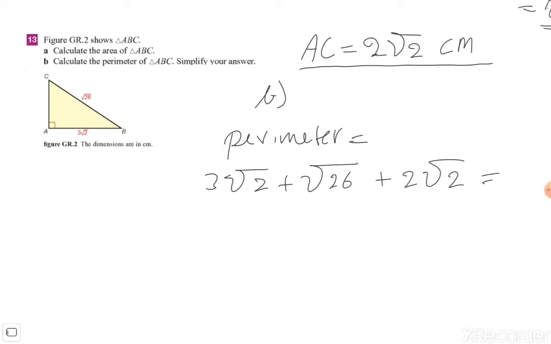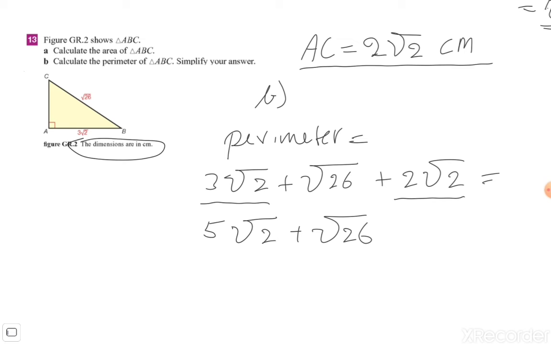Now to simplify, you just grab the like square roots, so 3 square root 2 and 2 square root 2, you can add them together, so you get 5 square root 2 plus the square root of 26. And we can't factorize the square root of 26, which means you can't factorize into beautiful square roots, like the square root of 4, square root of 9, square root of 16. So this is the answer, and do not forget the unit, because again, the dimensions were in centimeters, so even this answer is in centimeters. And that's it.